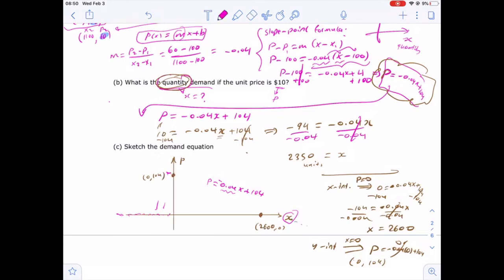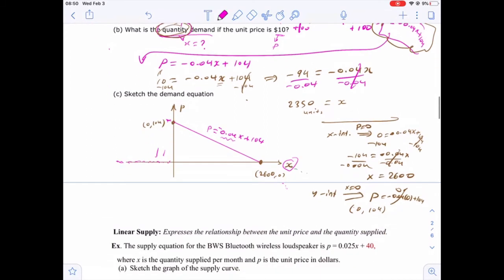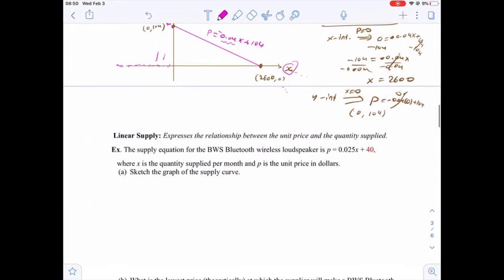So the line should start here and end at the other point here. And why should we not have anything below this line? Because p, the price here, will not be negative. Okay, so this is the graph of the function.